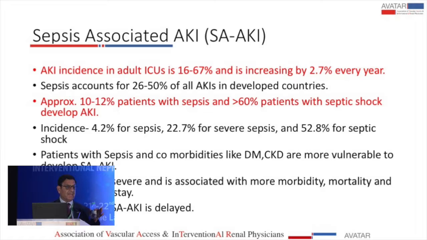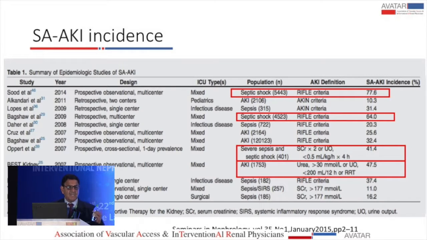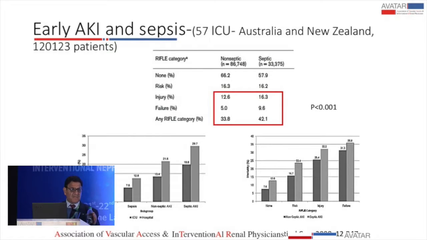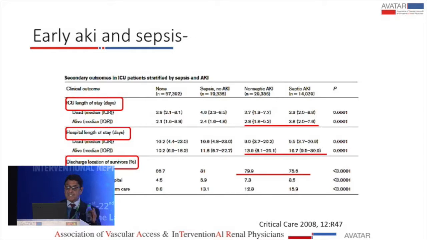Look at these, all the criteria adopted. Even if it is not there, we can go ahead, that if septic shock is there, the incidence of AKI is pretty high. This is data from 57 ICUs, only the initial 24 hours. If you see, the incidence of risk, injury, or all kinds of RIFLE categories in septic patients is much higher. The same goes for ICU length of stay, hospital stay, and discharge to secondary places, which is much higher in septic patients versus non-septic patients. This is again a similar study, and logically the mortality is much higher.